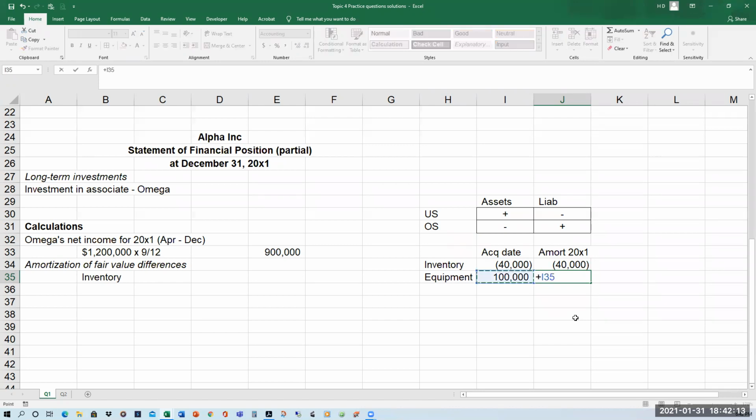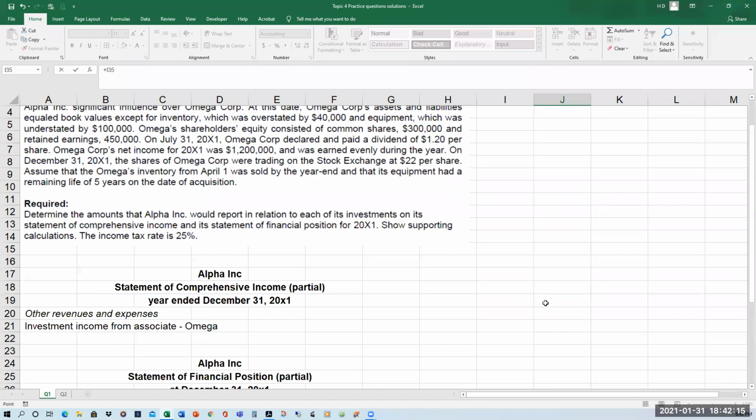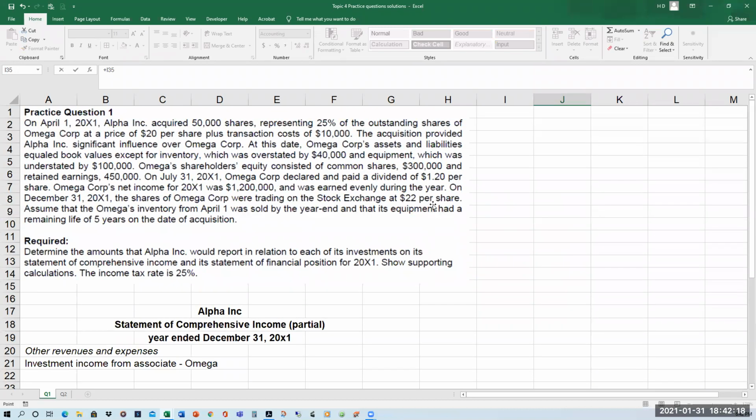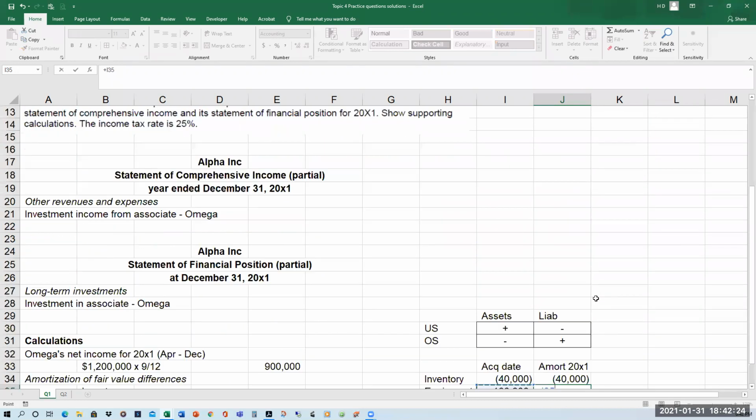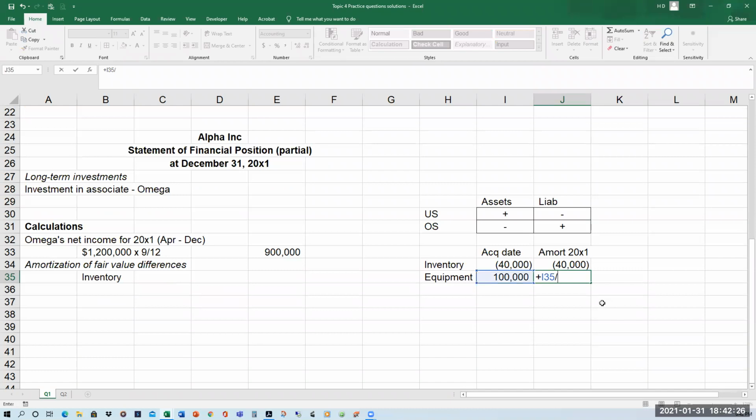For the equipment, we have to remember that, first of all, the equipment has a useful life of 5 years. At the time of acquisition, which was April 1st, the equipment had a remaining life of 5 years. If you divide 100,000 by 5, you get 20,000. That 20,000 is for a full year. From April 1st to December 31st is not a full year. We need to keep in mind that we must prorate for the 9 months.